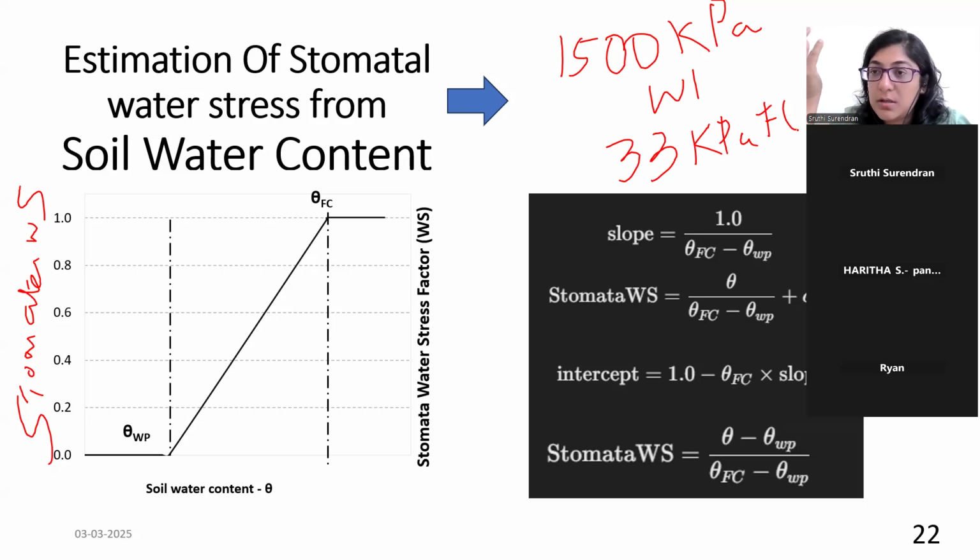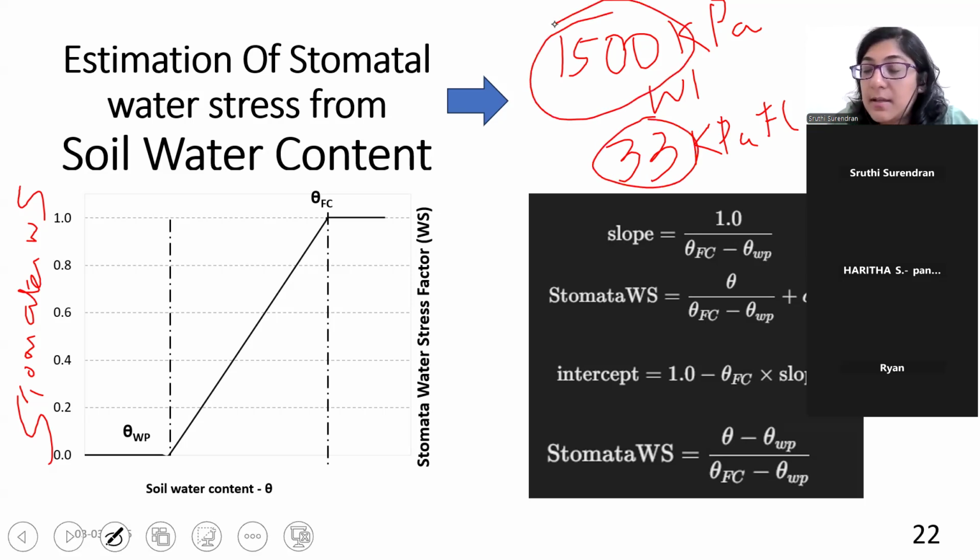So if we know the formula, we can find out what is the soil water content corresponding to these pressure values. Then we will get the volumetric water content at field capacity and volumetric water content at wilting point. Now all of these are again a lot of equations which we don't need very extensively, because we just need to find out what is the stomatal water stress and how the stomatal water stress is varying with the soil water content.